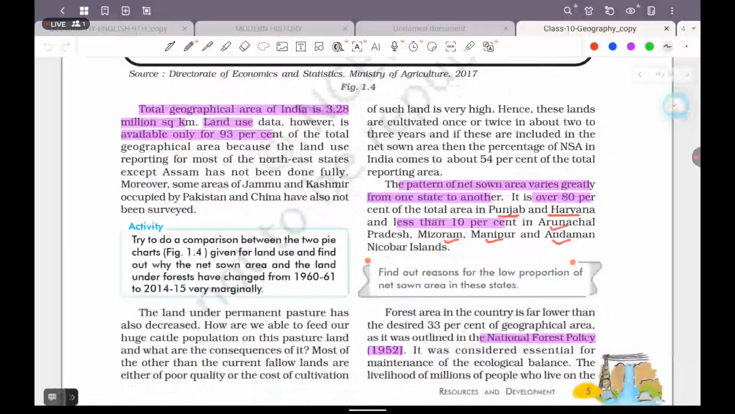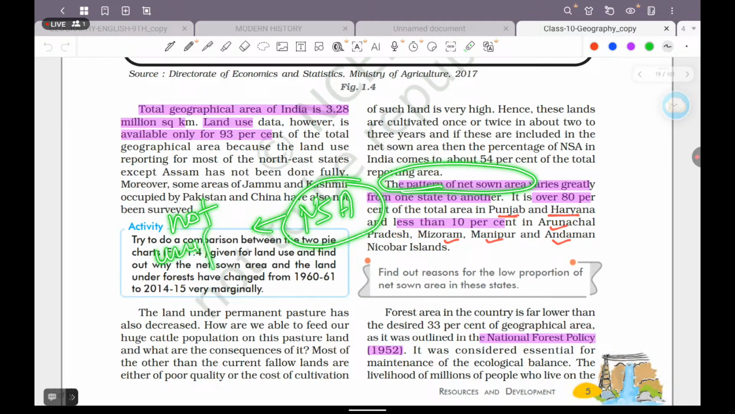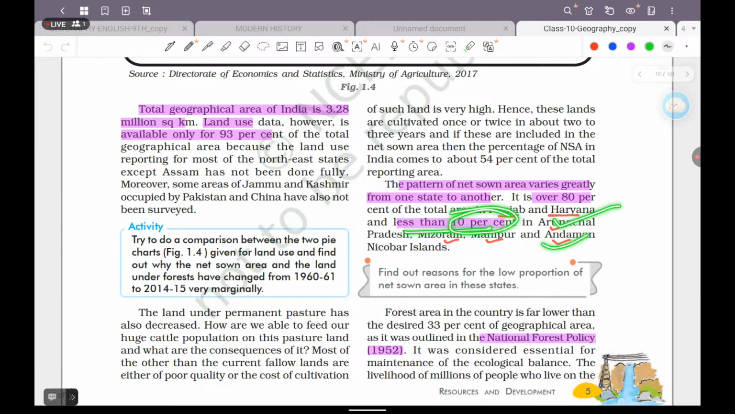Yes, the pattern of the net sown area is not uniform throughout. In agricultural terms, in areas like Punjab and Haryana, it is over 80% of the total area, whereas it is less than 10% in the northeastern and mountainous regions.